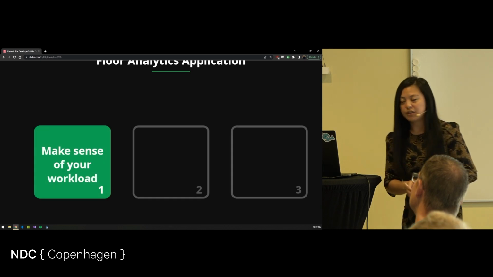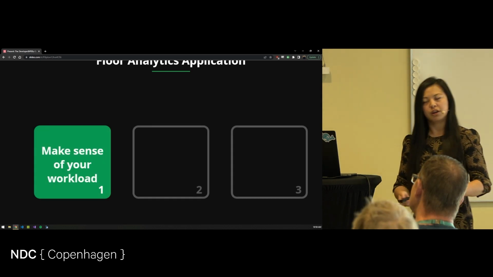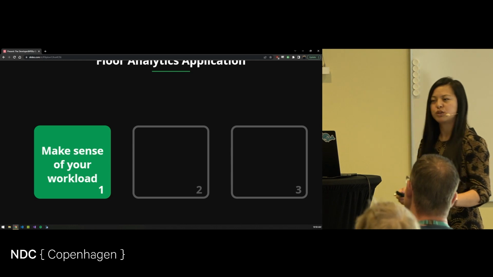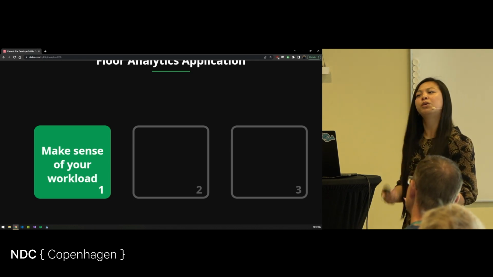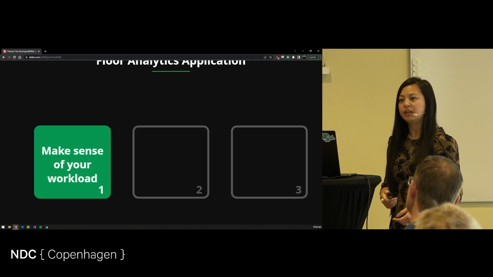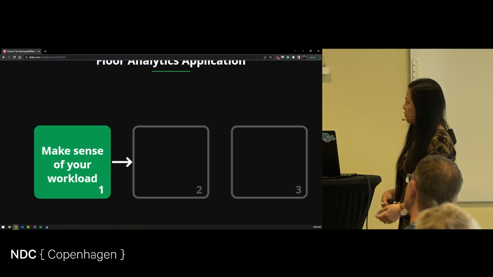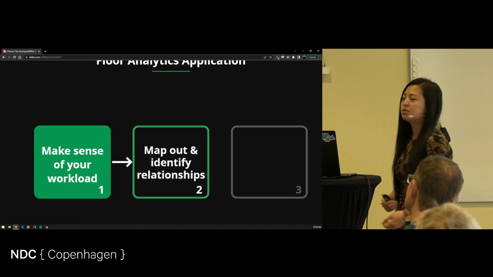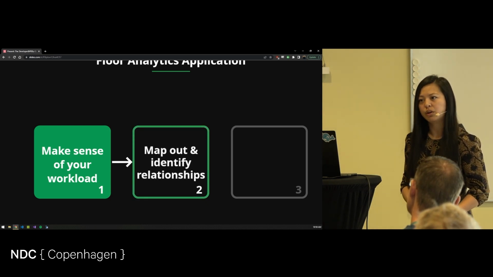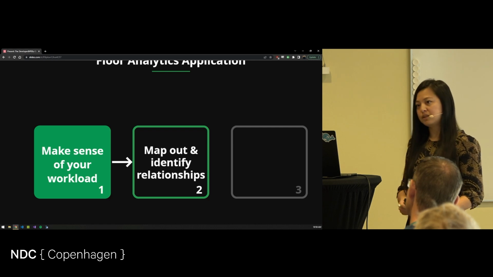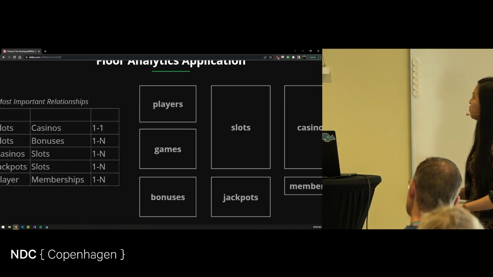So we've made sense of our workload. This is the more simplified version, and we'll get to why that is in a moment in our third section. Those are the most important queries that we find, the ones that we need for our application. So we take that information, and now we need to map out which entities are the most important and what types of relationships exist between all of those things.